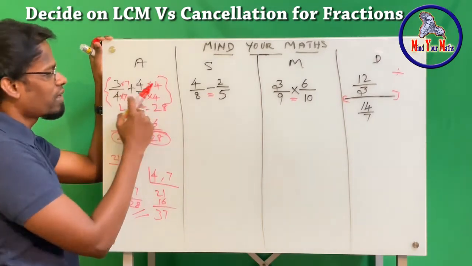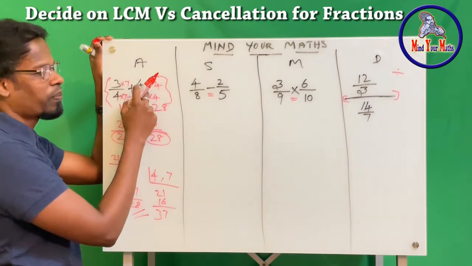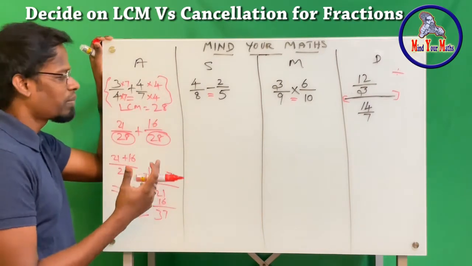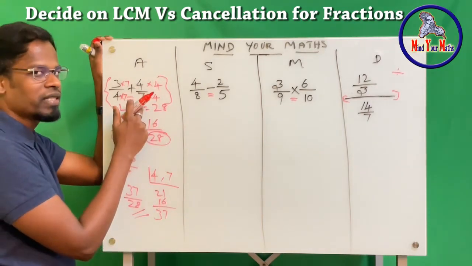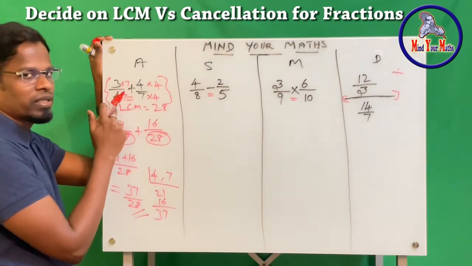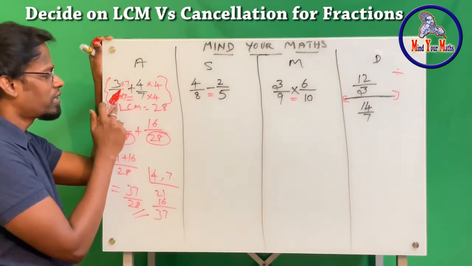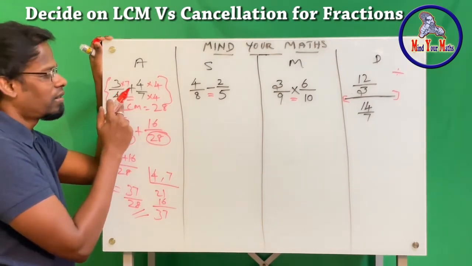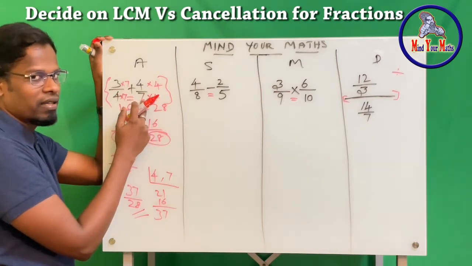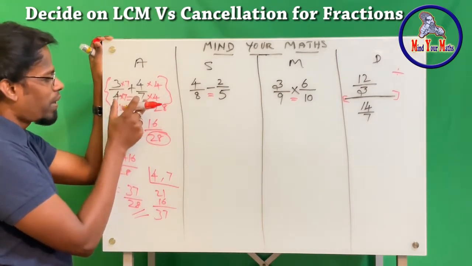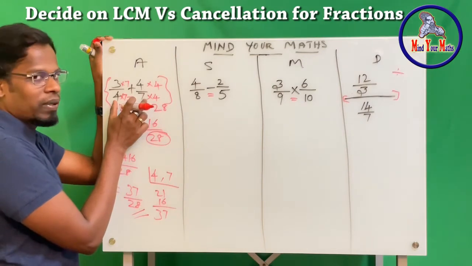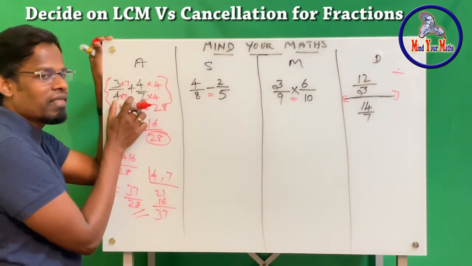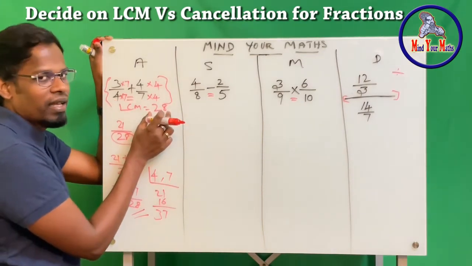Now if you add them together, this 3 pieces and this 4 pieces, you cannot add them together because one apple was cut into 7 pieces and this apple was cut into only 4 pieces. Obviously this one will be bigger size, this one will be smaller size, right? So that is why you have to make both apples into the same size. That is why we are taking the LCM.